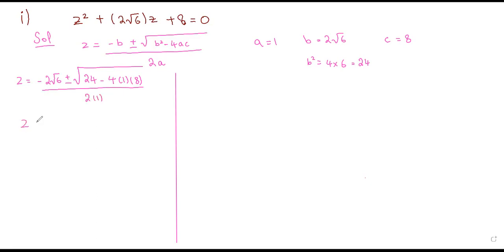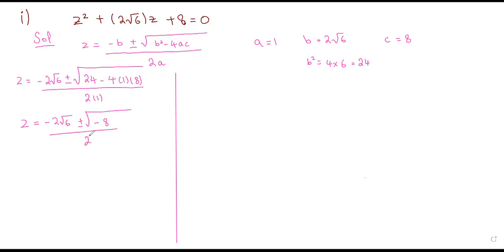Okay, let's do the next step. Z equals, that would be simple simplification, plus minus under the root 24 minus 4 into 8. 4 into 8 is 32. 24 minus 32 is what, Ranjani? It's minus 8. Yeah, minus 8. Minus 8 under the root, divided by 2.